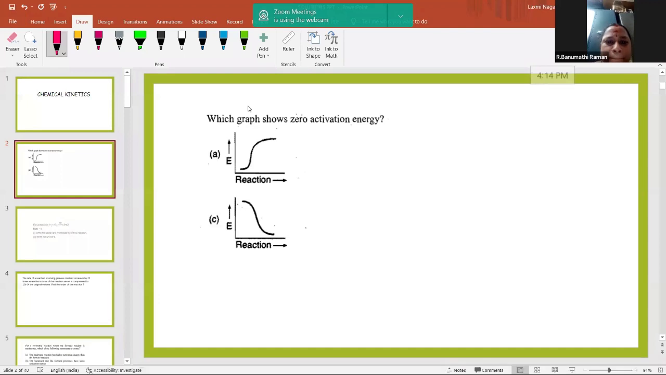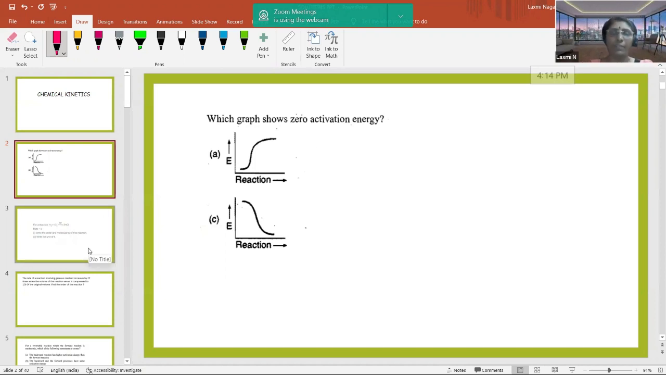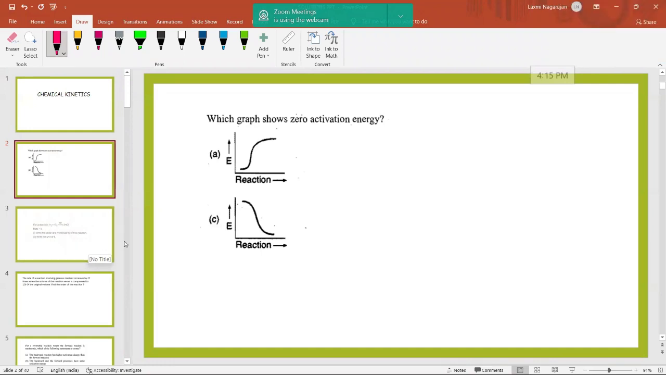Which of the following is? In fact, I cut off two diagrams here, two pictures, because they would confuse. So there are two options given there. Which graph shows zero activation energy? Which one will be possible? Which one will suit this question? Which graph will show zero activation energy? I think the second one, ma'am.